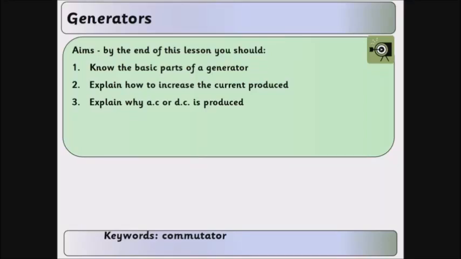Okay, this is our lesson on generators. We've got to talk about the two types of generators, which in our case are called the alternator and the dynamo. We've got to know their basic parts. We've got to think about how we'd increase the current produced and really know why each of the particular types of generator produces either alternating current or direct current.